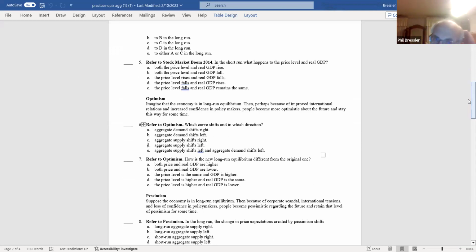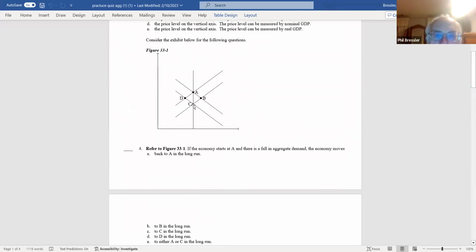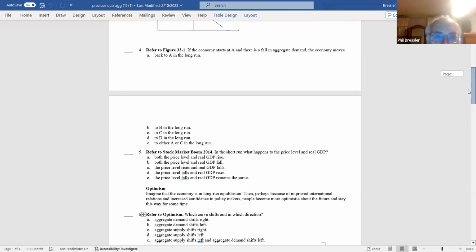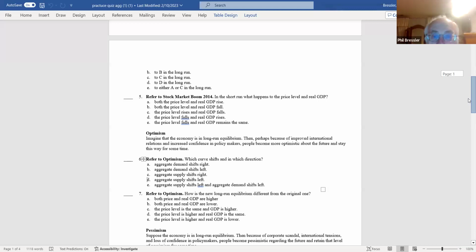Okay. Number 6, anytime I see optimism, I know aggregate demand is shifting right. So it's A as in alpha, okay? And for 5, stock market boom, let me just go back there. It would go from C to D, price level up, output increase, real GDP increases if output increases. But 5 would be price level and real GDP rise. Okay. Optimism, aggregate demand shifts right.